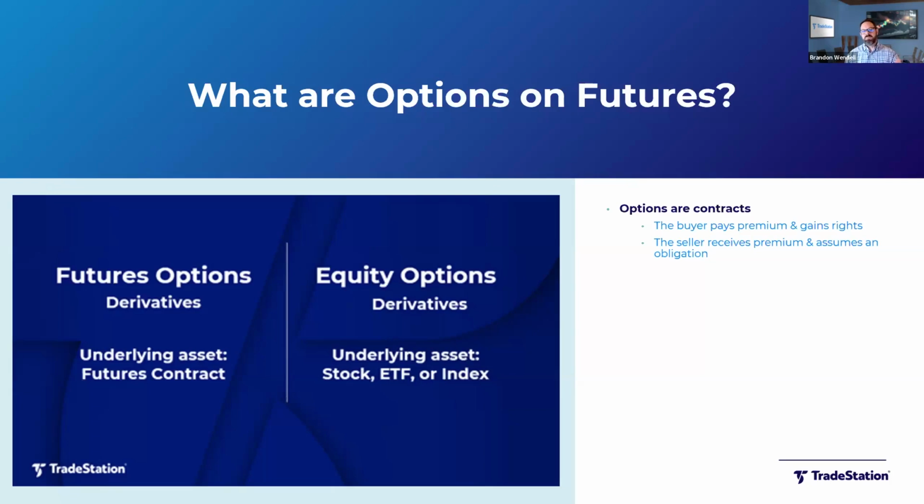A buyer pays a premium and they gain the right to do something. So if they buy a call option, we have the same options, calls and puts. If you buy a call option, you have the right to call away something. In this case, it is simply a futures contract rather than 100 shares of stock. If you buy a put, then you have the right to put or sell an underlying contract.